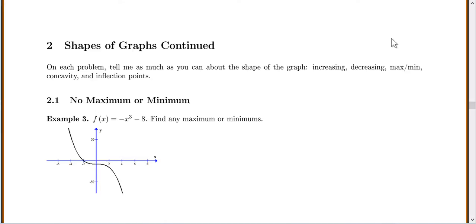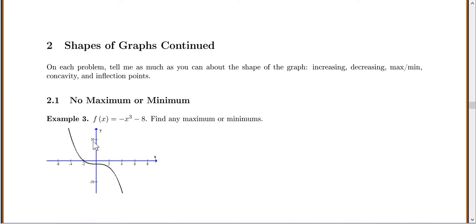So in this part, we're talking about the shapes of graphs continued. It's just a continuation of our lesson. We learned the basic concepts, now there's a few more technicalities. But to start with, on each problem you should be telling me as much as you can about the shape of the graph. Even if I'm not saying it explicitly, you should always be looking for increasing, decreasing, max, mins, concavity, inflection points, etc.